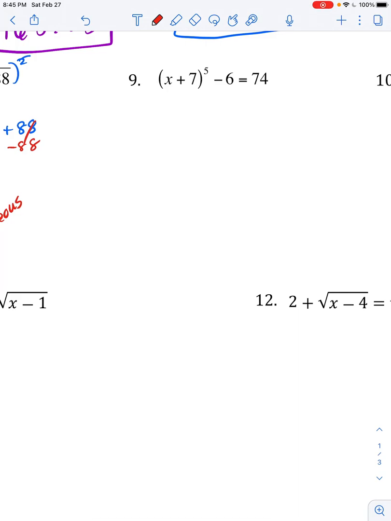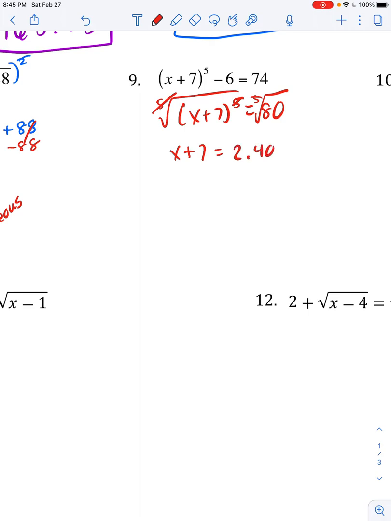Alrighty, I'm just going to go ahead and add that 6 over to isolate the weird part, which is the 5th root. So I'll have an 80 over here. To get rid of a 5th power, I'm going to need a 5th root. Do I need a plus minus? No. Why? Because it's odd. So x plus 7 equals, and now I'm going to find the 5th root of 80. And that comes out to be 2.402. I'll hang on to that for just right now.